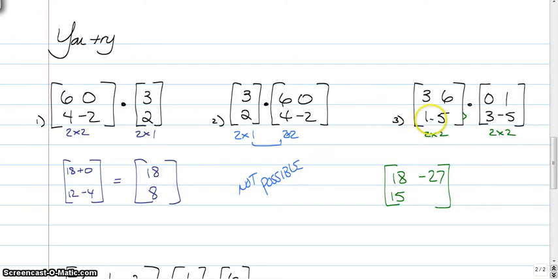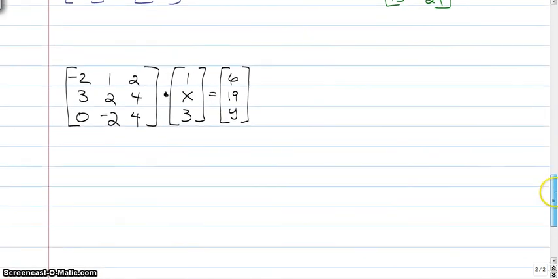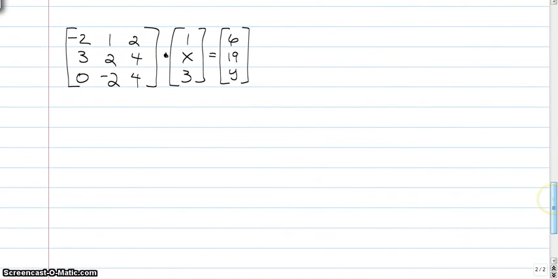And then we're going to do row 2, column 2. 1 times 1 is 1. 5 times a negative 5 is a negative 25, giving us a negative 24, and you are done. Okay? If you understood those 3, you're probably good to go. And then I just have, of course, a nice little challenge problem for you.